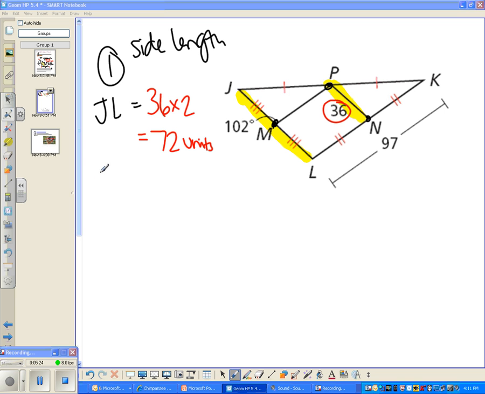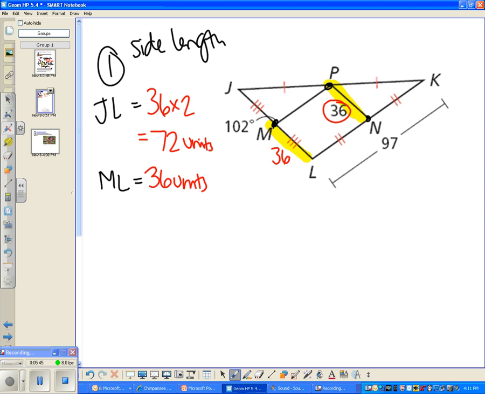Another type of question I could ask you is, instead of JL, what if I just want to know about ML? Well, if you notice, ML is half of JL. So ML is going to be half of 72, which is 36. So half of the entire side length is going to be equal to the midsegment. So ML is going to be 36 units. So now we know this one's 36 and we know this one's 36. Cool. Those are the type of questions I could ask you with regards to side length. The other type of question I could ask you is about angles.